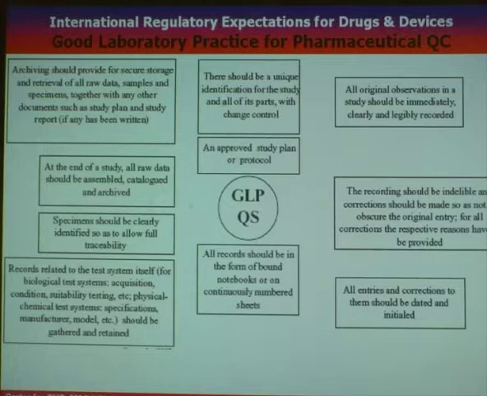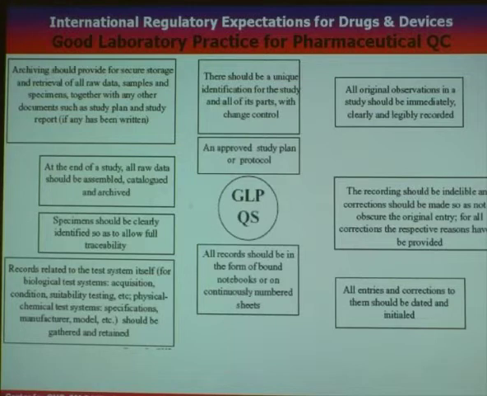All records should be in the form of bound notebooks or on continuously numbered sheets. Records related to the test system itself, for biological test systems, the acquisition, condition, suitability testing, etc. For physical chemical test systems, their specifications, manufacturer, model, etc. These should be gathered and retained. Specimens should be clearly identified so as to allow full traceability.